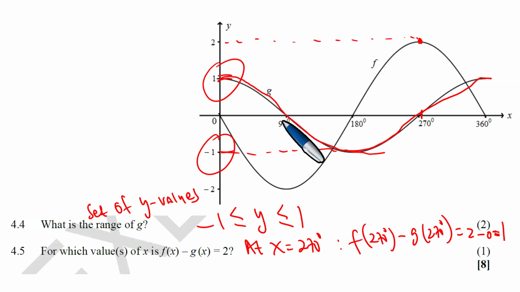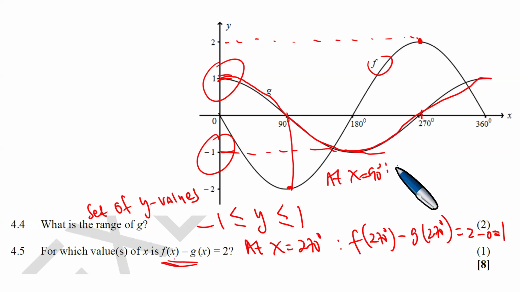Because you have to check here, what about here? You are finding the difference between the two functions. If you come here at 90 degrees, for example, what is f? F is this one. You must do f of x minus g of x at 90 degrees. F is -2, g at 90 degrees is 0, and the answer is -2.